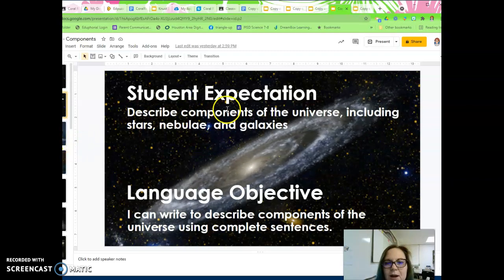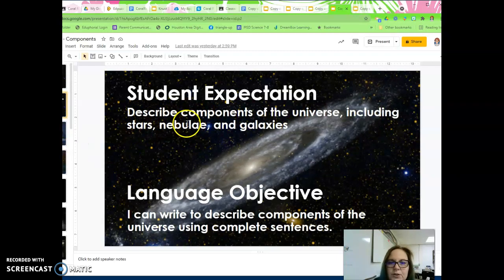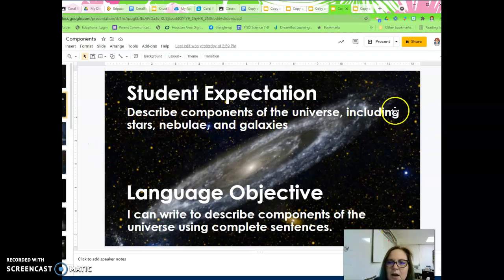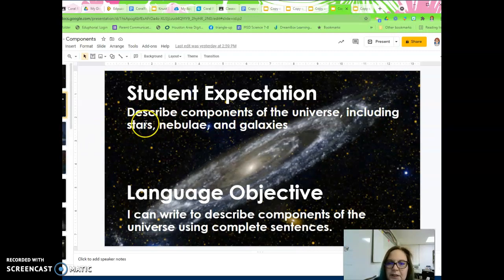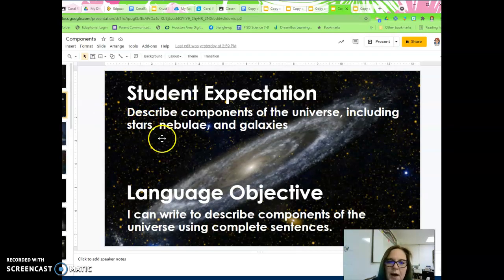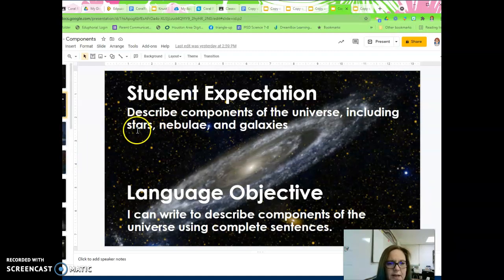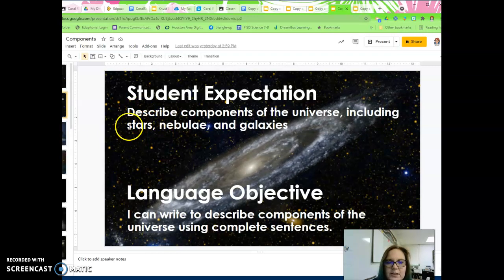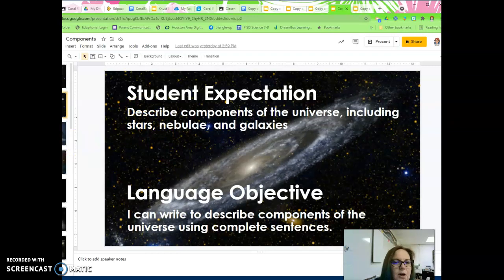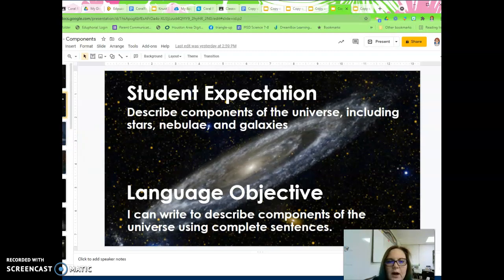But basically, you're describing the components of the universe, so what makes up the universe, including stars, nebula, and galaxies. But within the including stars, we go more in depth and talk about what's called the HR diagram. And so this one takes a little bit longer. So there's an entire another day of notes that is just dealing with the stars. So that's kind of where we go with this one.